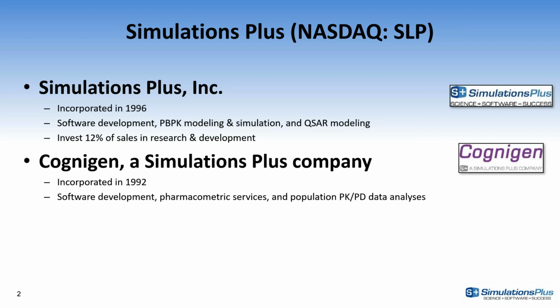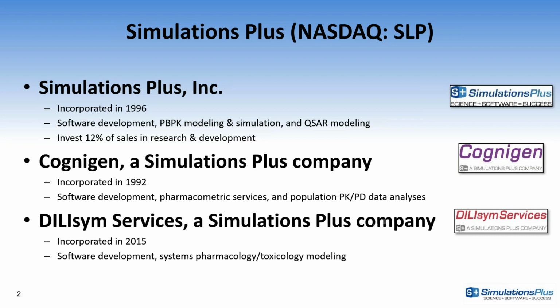About 3 or 4 years ago, we purchased a company called Cognigen in Buffalo, New York. They were incorporated in 1992. They're also a software development company with expertise in pharmacometrics services and population PK and PD data analysis. And then a little over a year ago, we purchased a company called DiliSim, which is in North Carolina. It was incorporated in 2015, and they do systems pharmacology and toxicology modeling. DiliSim is one of the products that looks at drug-induced liver injury. And in total, we have about 100 employees here.